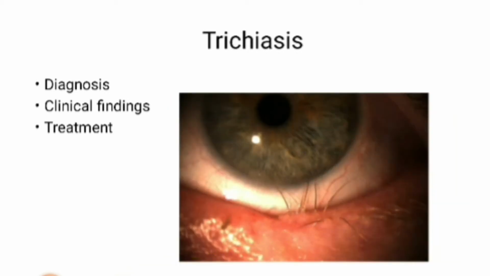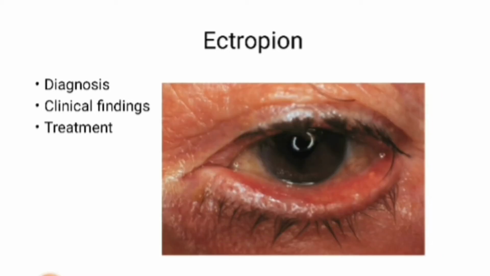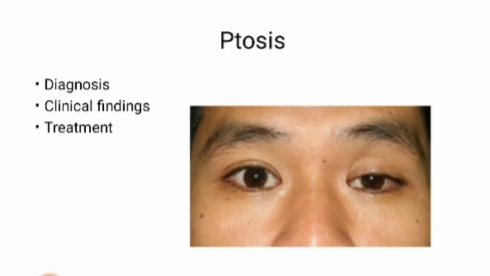Trichiasis. It is the misdirection of eyelashes towards the globe. This is the picture of entropion. It is the condition in which the eyelid margin is turned towards the eyeball. Ectropion. It is the condition in which the eyelid margin is everted away from the eyeball. Ptosis of the left eye. It is an abnormal drooping of the upper eyelid, or abnormal low position of the upper eyelid.